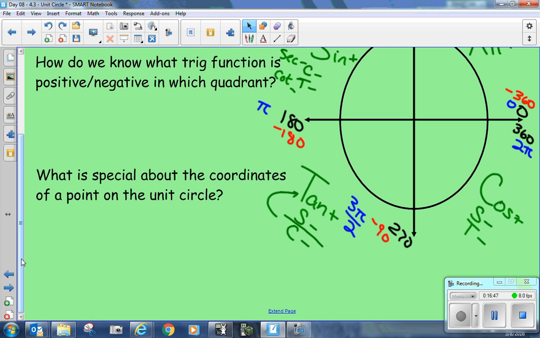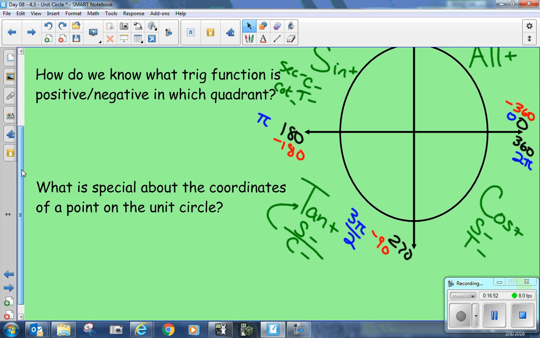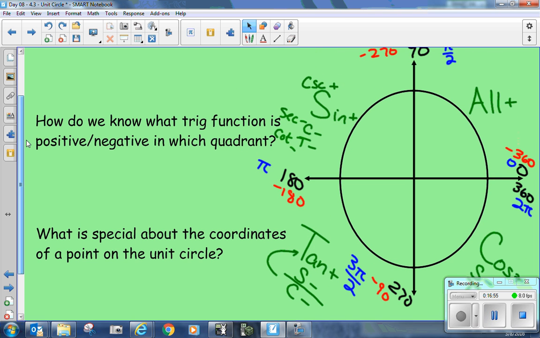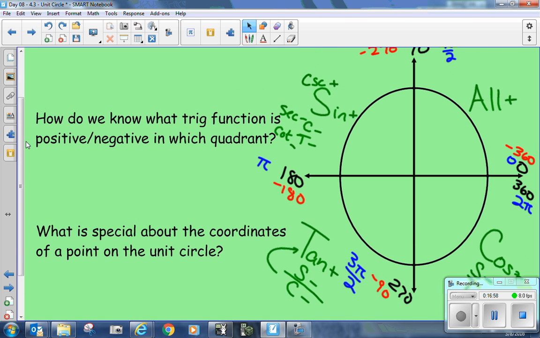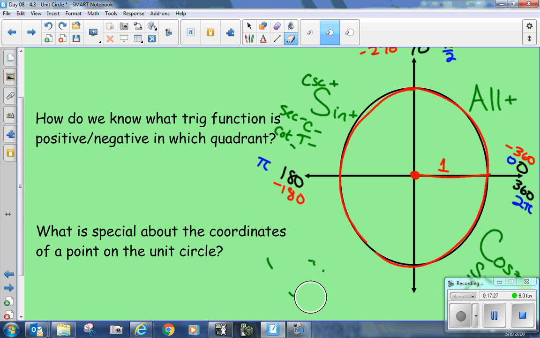Alright? But here's the cool part. This can save you a lot of work if you remember it. What is so special about the coordinates of a point on the unit circle? This circle right here. We've really just been using the axis to find angles. We really haven't been using the actual circle. Now the circle's on. So here's our circle, right here. Now this is a radius of 1. So for the sake of spacing, we're going to erase these degrees and all this other junk here.